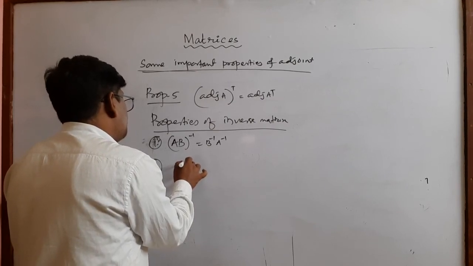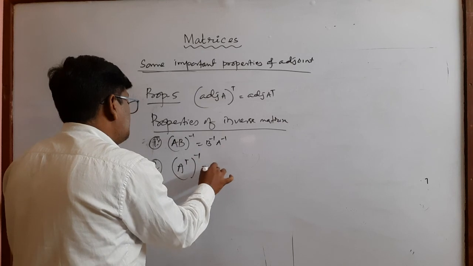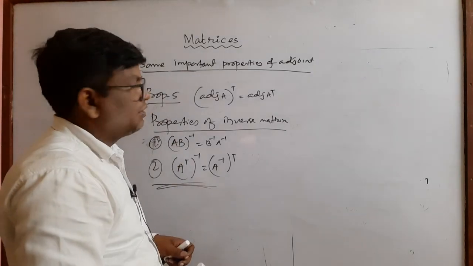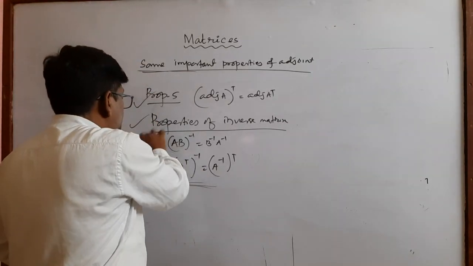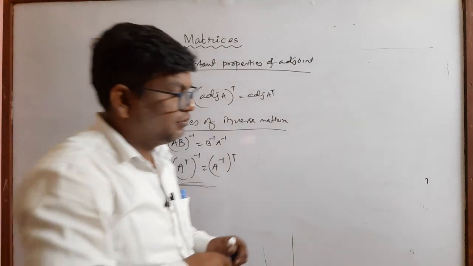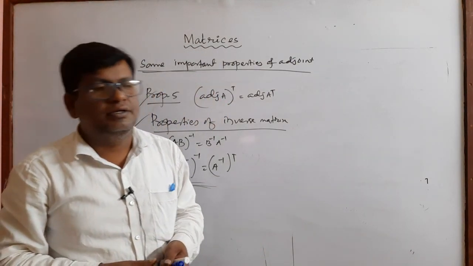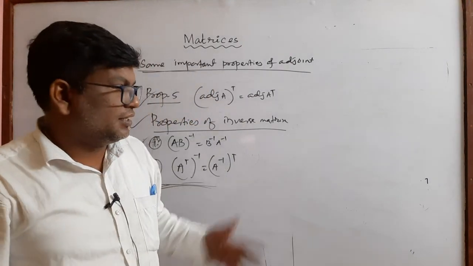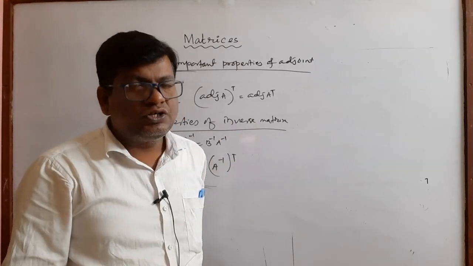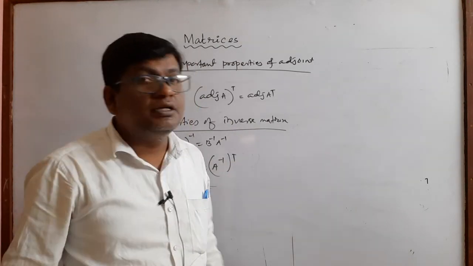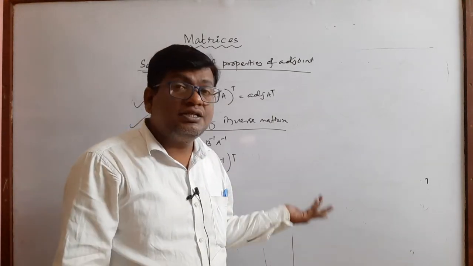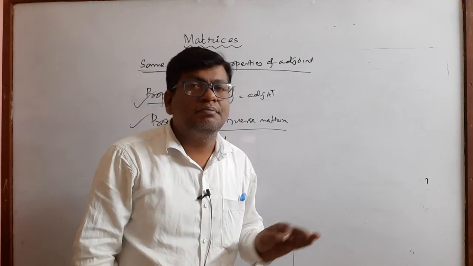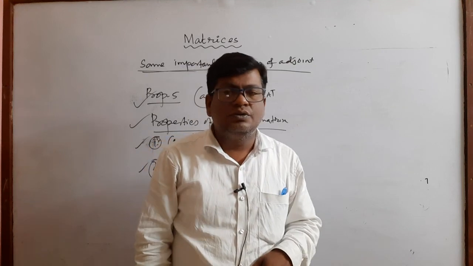Property 2, A transpose inverse is equal to A inverse transpose. So there are many properties, but only these properties are required for you, for the commerce students. And for the science students many more properties are there. So these are the properties of the adjoint of the matrix and inverse of the matrix, not inverse function, it is inverse of the matrix. So thank you, have a nice day.